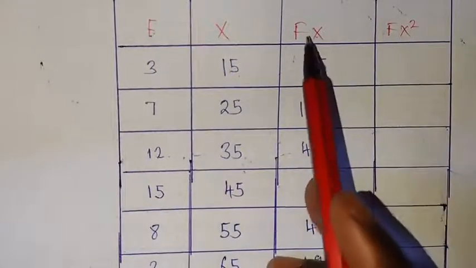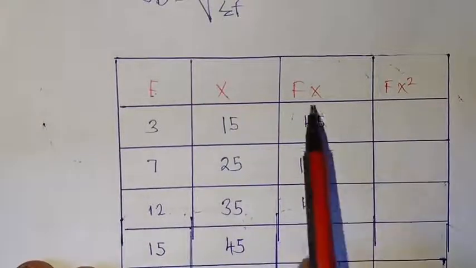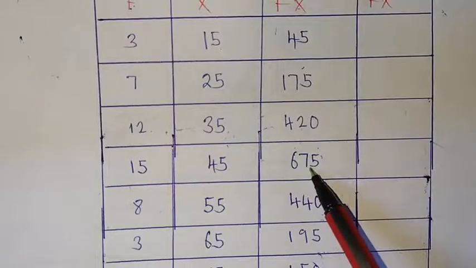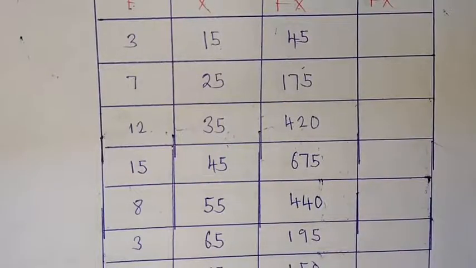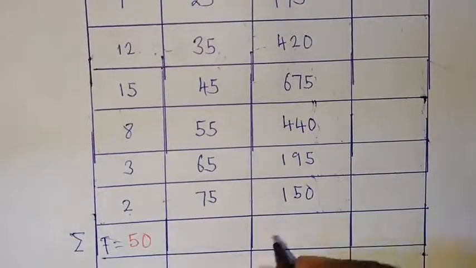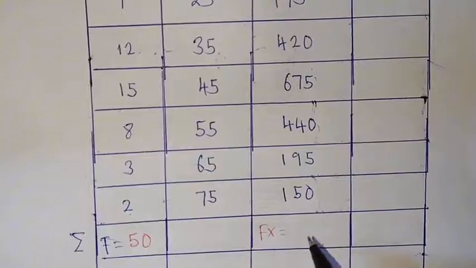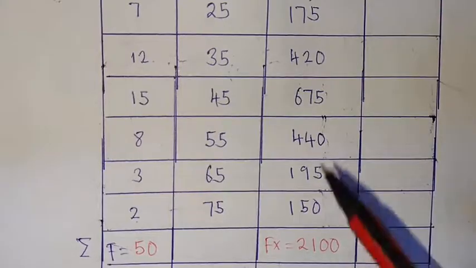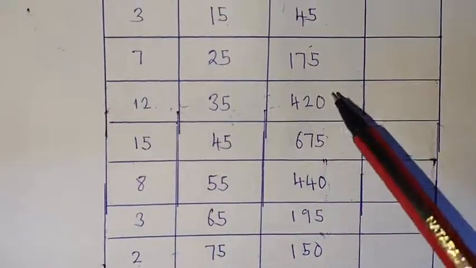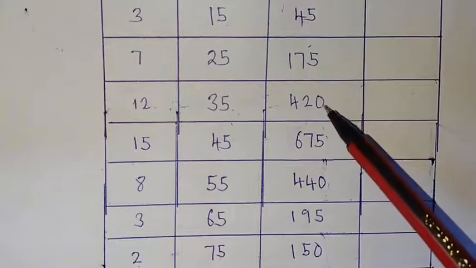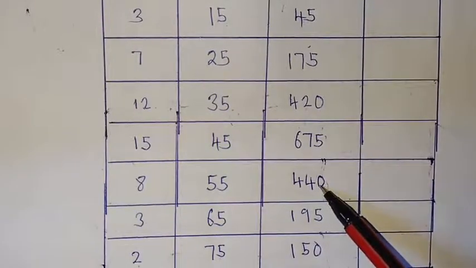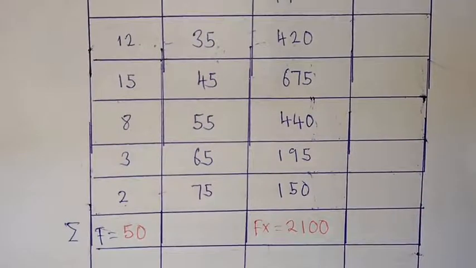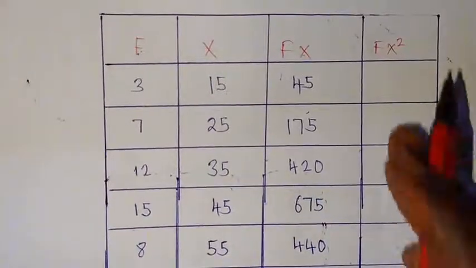Again, we can find the summation of fx. So we need to add 45 plus 175 plus 420 plus 675 plus 420 plus 195 plus 150. Then we write the summation right here, summation of fx. So let's add. Make sure you have your calculator. Once you do the calculations, you add starting from 45 plus 175 plus 420 plus 675 plus 440 plus 195 plus 150. This is the summation of fx, 2100.